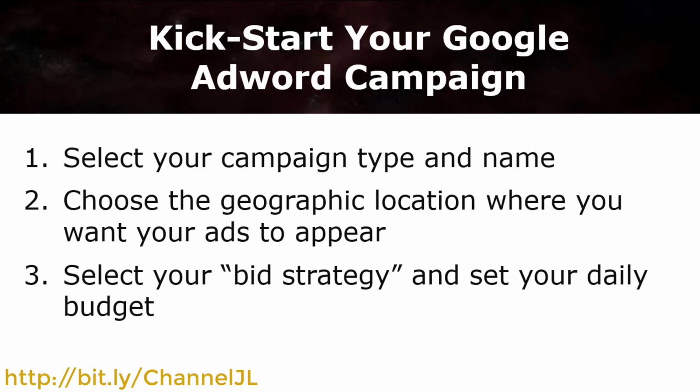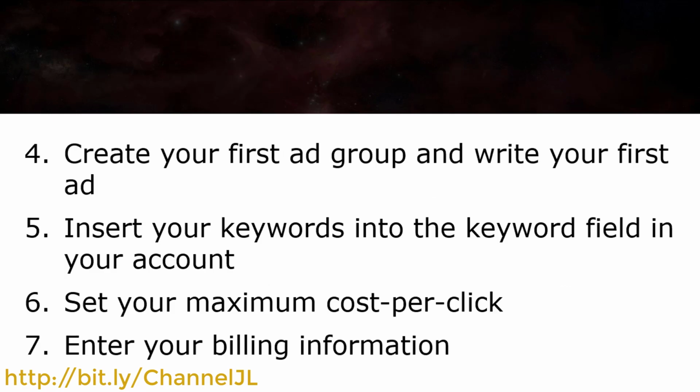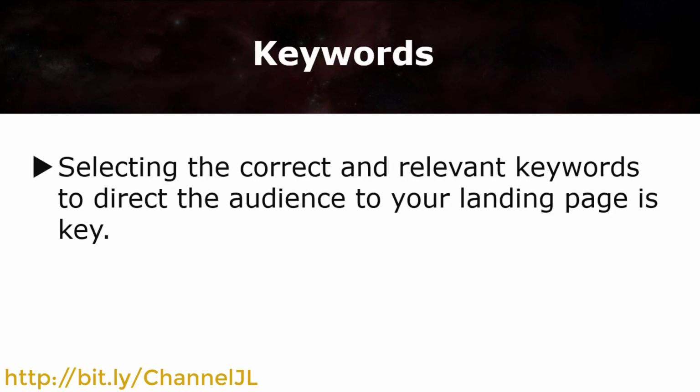1. Select your campaign type and name. 2. Choose the geographic location where you want your ads to appear. 3. Select your bid strategy and set your daily budget. 4. Create your first ad group and write your first ad. 5. Insert your keywords into the keyword field in your account. 6. Set your maximum cost per click. 7. Enter your billing information.